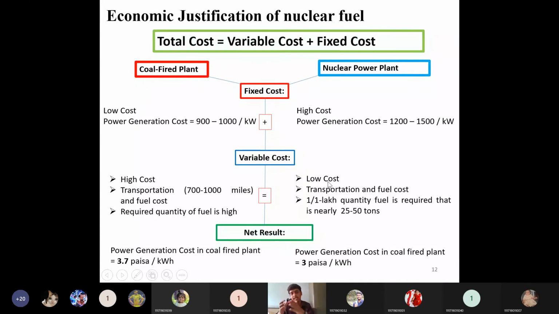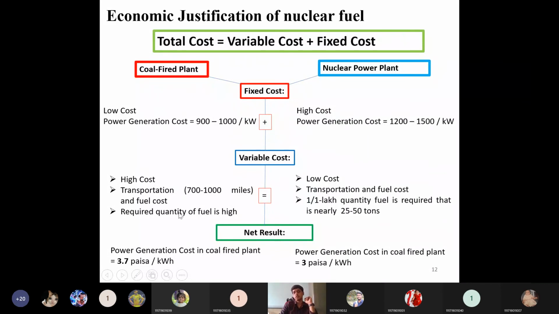Because the quantity of nuclear material required to generate electricity is very low compared to the quantity of coal required to generate a similar amount of power in a coal power plant, the variable cost will be very low in the nuclear power plant, but the variable cost is very high in coal-fired plants.